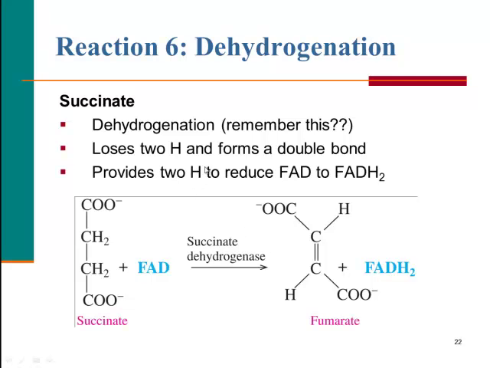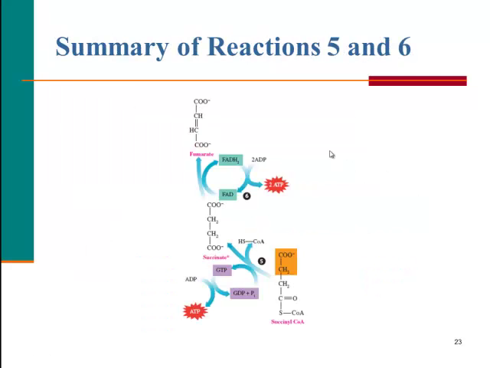So 2 hydrogens are removed, they're donated to FAD to produce FADH2. So that's what we see here. Again, we're taking our symmetrical molecule, we're taking off the coenzyme A, giving us our succinate, and then introducing a double bond to produce fumarate.